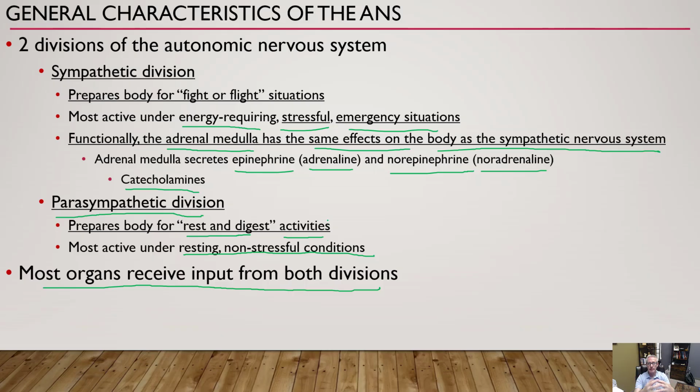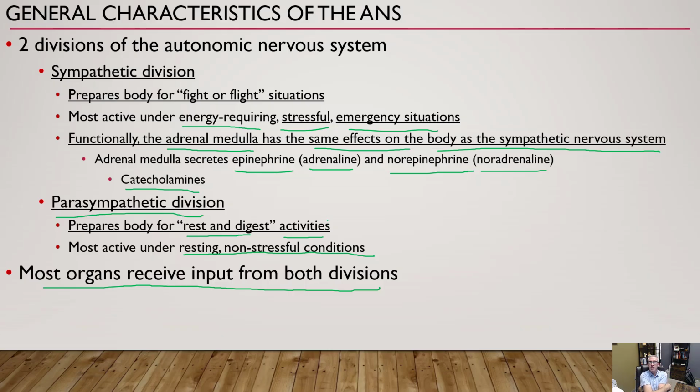Your blood pressure is going to increase. So therefore, your cardiovascular system is going to be sympathetic primary, or your sympathetic nervous system is going to be primary with the cardiovascular system, even though there is some parasympathetic innervation to your cardiovascular system.